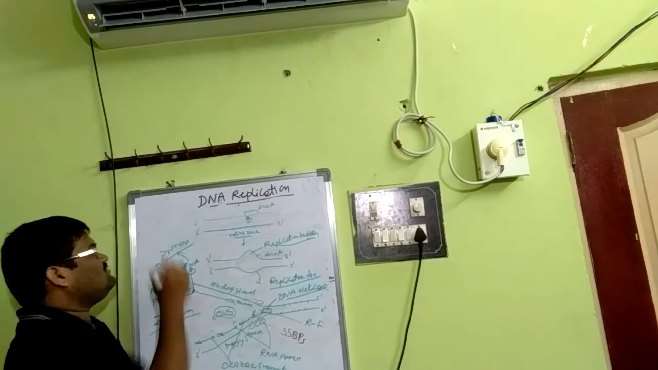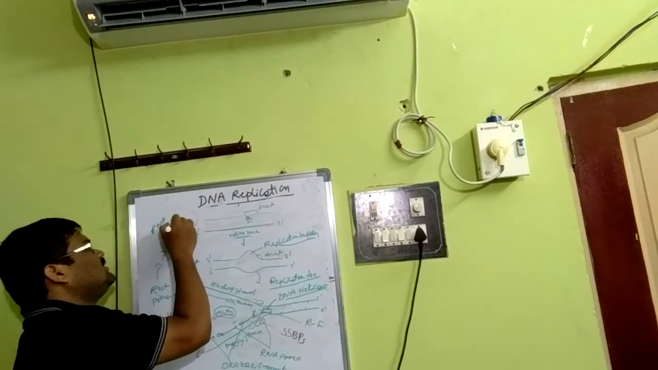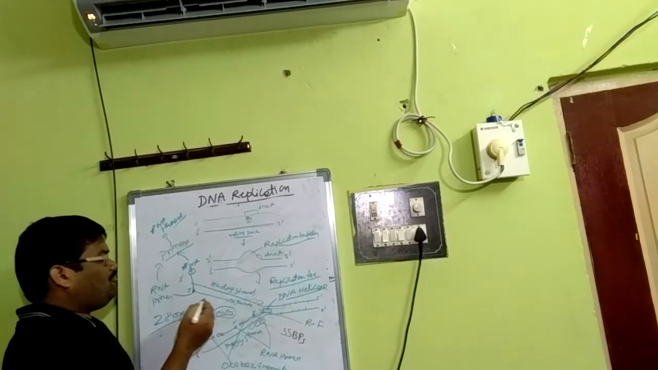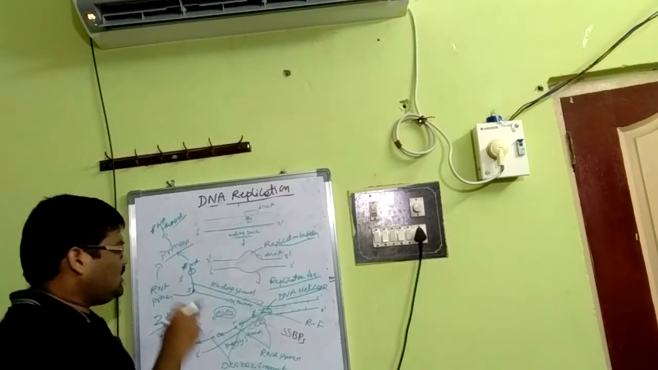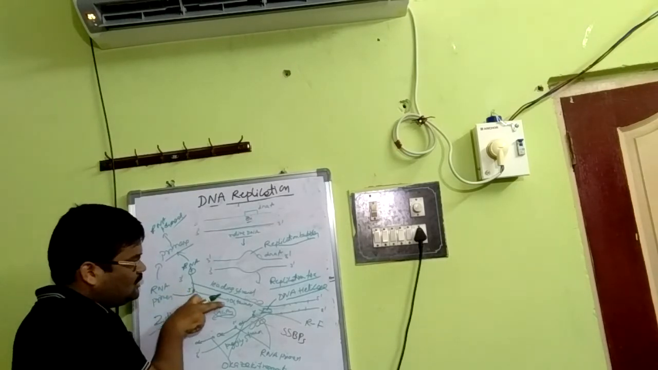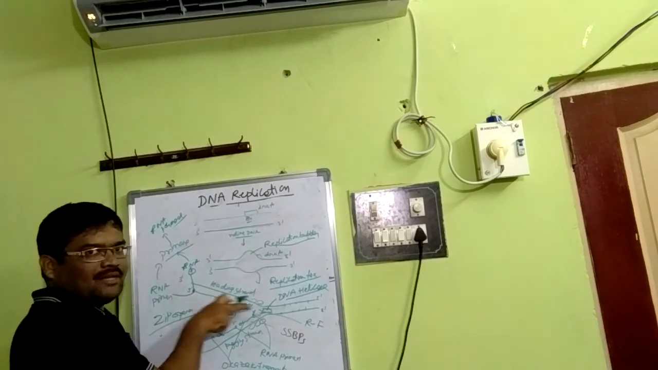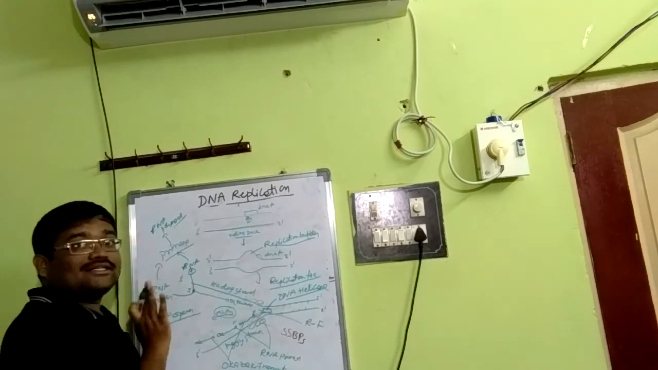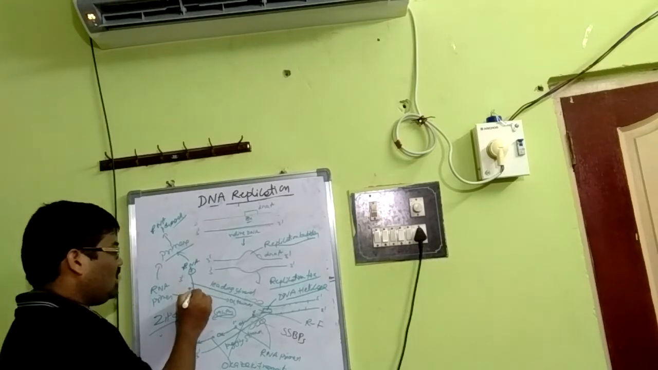Synthesized by primase, which is nothing but an RNA polymerase, a specific RNA polymerase. After the RNA primer is synthesized, DNA polymerase 3 comes into action. In case of the leading strand, it will synthesize in the 5' to 3' direction towards the replication fork. Here, mostly one RNA primer is enough.